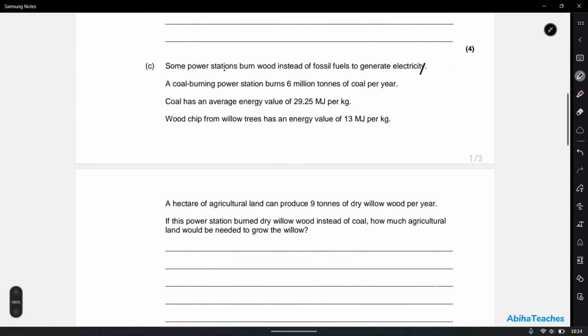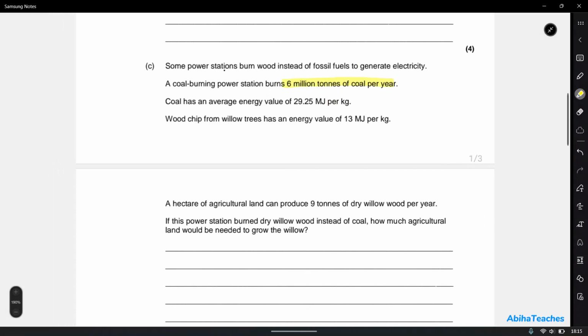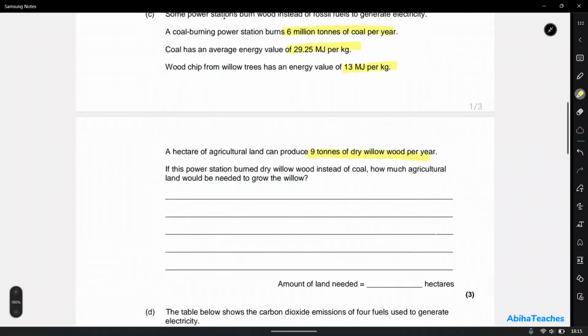Some power stations burn wood instead of fossil fuels to generate electricity. A coal-burning power station burns 6 million tons per year. I'll highlight that for you. Coal has an average energy value of 29.25 megajoules per kilogram. Wood chipped from willow trees has an energy value of 13. And so a hectare of agriculture land can produce 9 tons of dry willow wood per year. If this power station burned dry willow wood instead of coal, how much agriculture land would be needed?